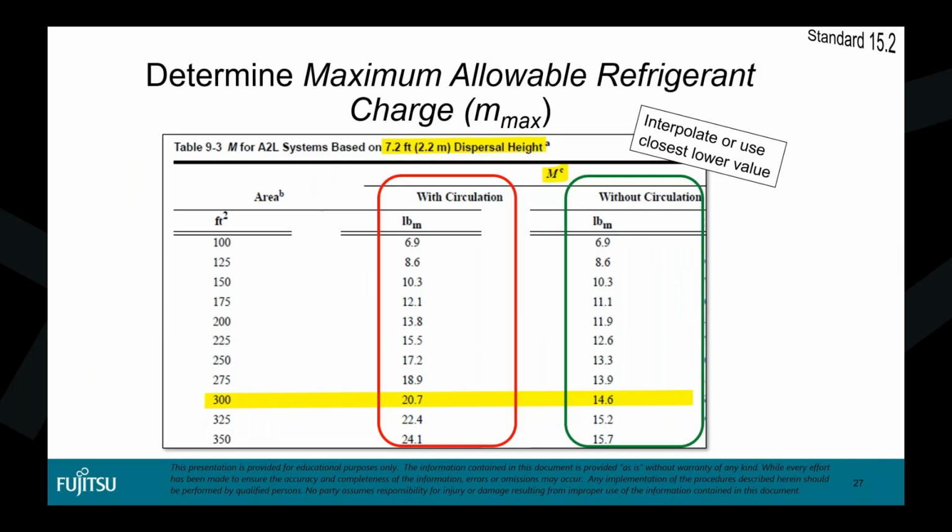On the left, you have the area in square feet. In the column, I go down to 300. In yellow, I go out to the right. I stop where the red is. That's 20.7 pounds if I have a system with circulation.